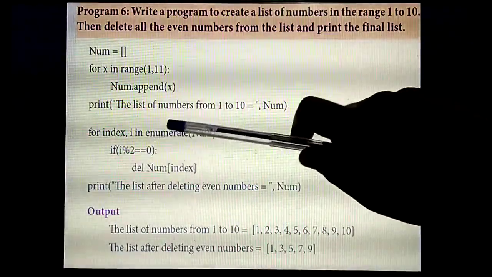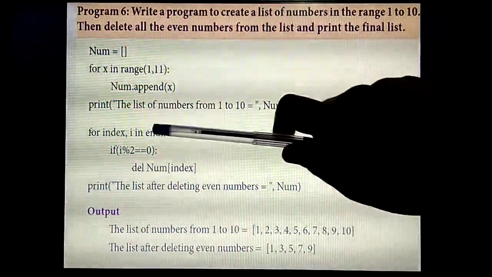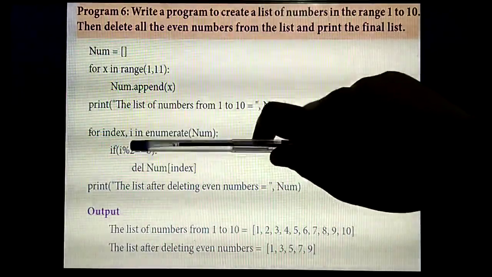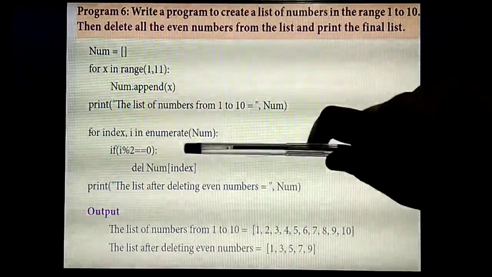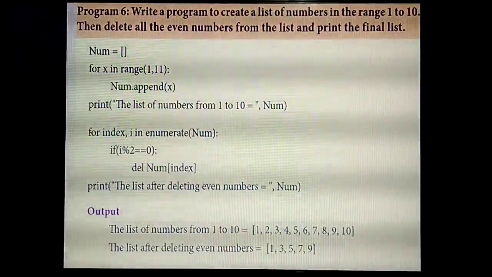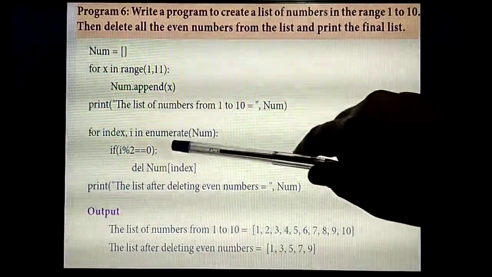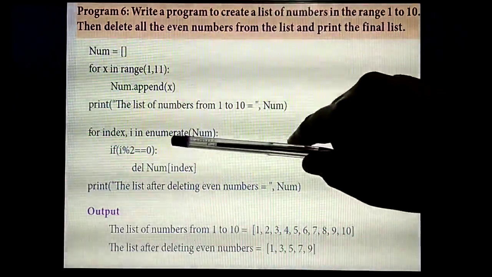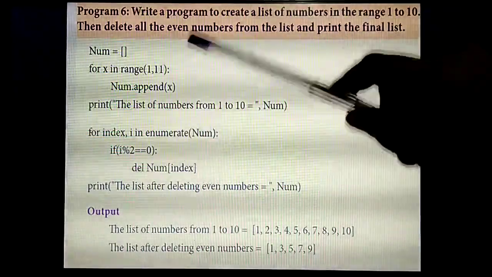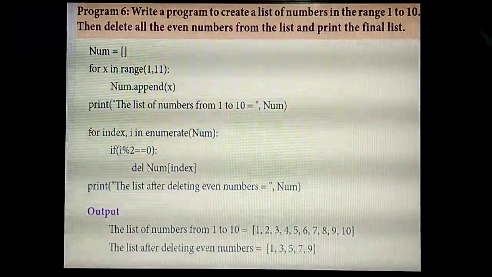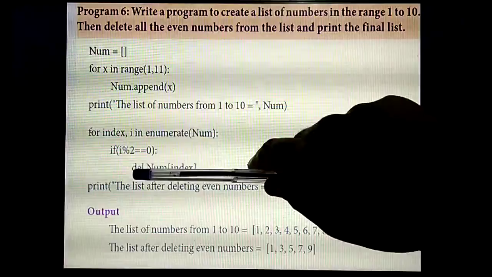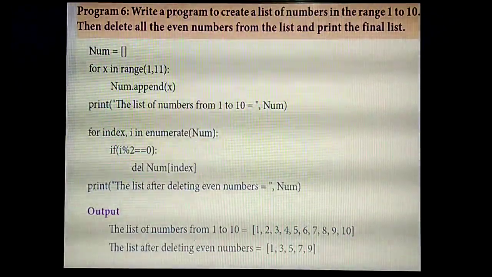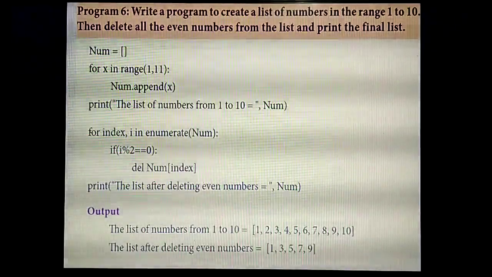What's the meaning? You have already stored the numbers in the list num, so you are going to enumerate. If it is an even number, that is, i % 2 equals 0, you need to delete the number from the index value. For example, if the even number is present at an index in the list num, that number will get deleted. Then the next index also gets deleted. Likewise, you are going to delete the even numbers present in the list num, based on the index value.